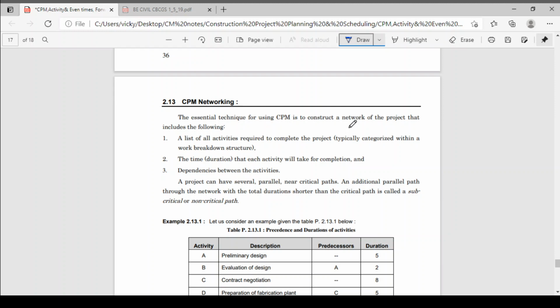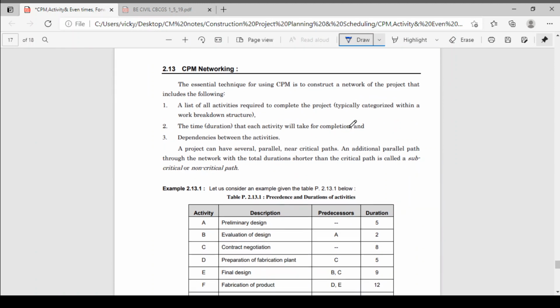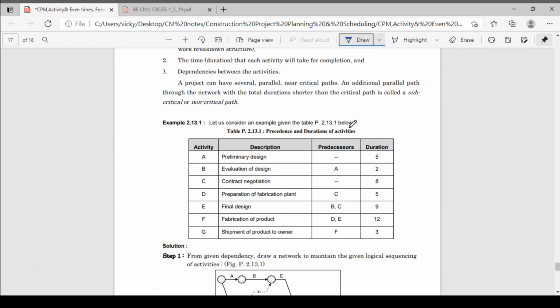A project can have several parallel near critical paths and additional parallel paths through the network with the total duration shorter than the critical path, called a subcritical or non-critical path. Okay, means critical activity pekshya jar kami durations lagat astil, then that is called a subcritical path or normal critical path. Critical path sodun je dusre he astat tumche path asat tela apan subcritical or non-critical path asa mhanto. Okay, let us consider one example.